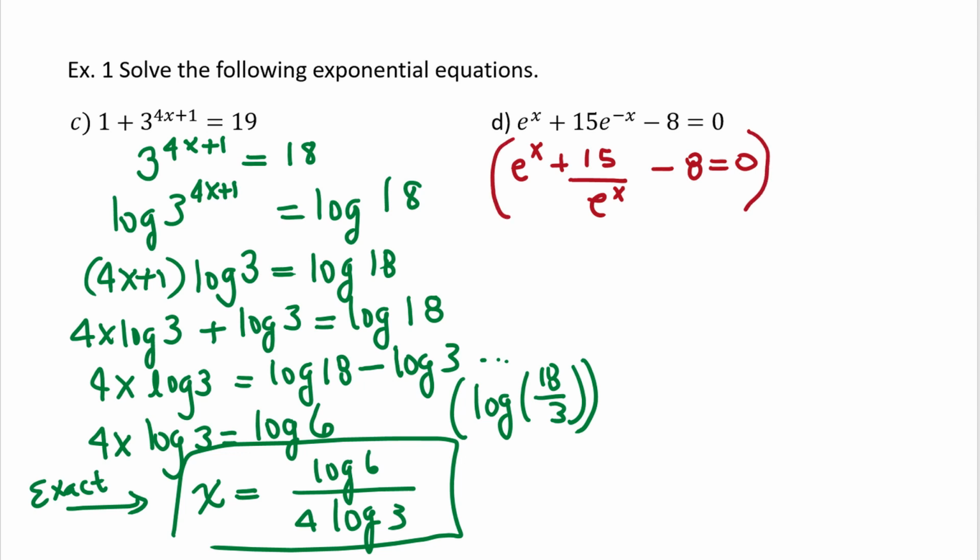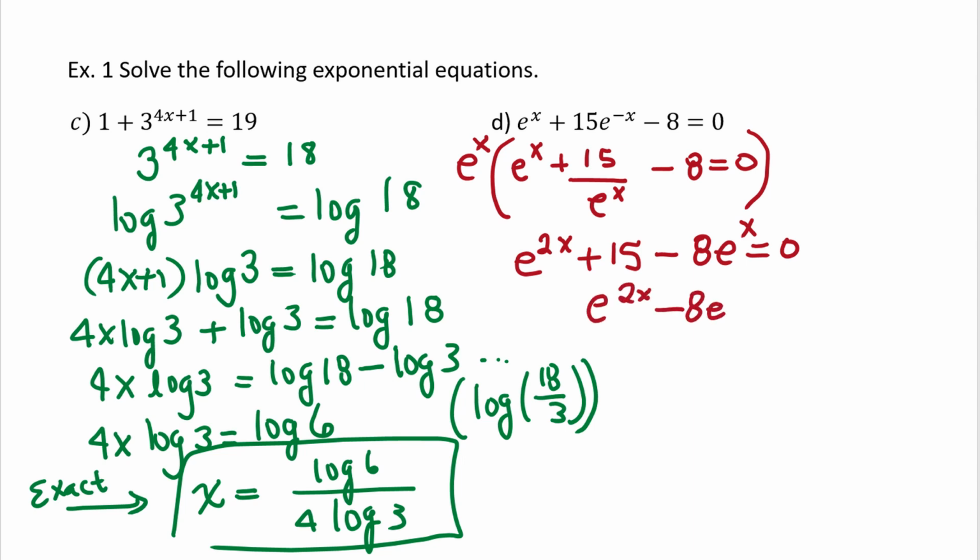to solve this problem, we're just going to multiply through by e to the x. Then when you distribute this new e to the x, we'll get e to the 2x plus 15 minus e to the x equals 0. The reason we only have 15 is that the factor of e to the x we multiply through cancels the denominator. Let's change the order a little bit and you get e to the 2x minus 8 times e to the x plus 15 equals 0.